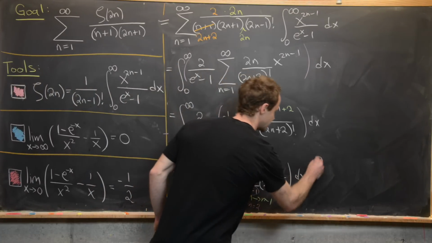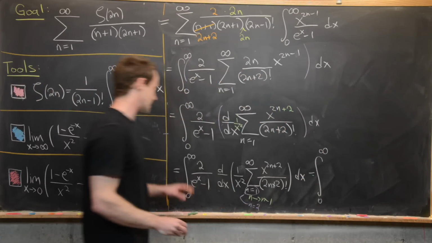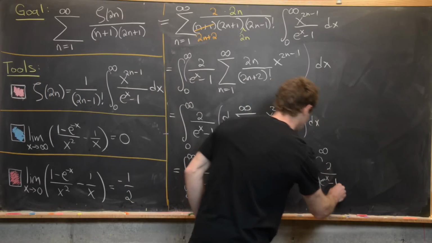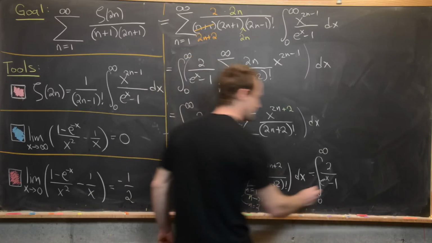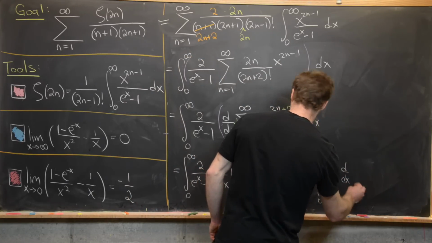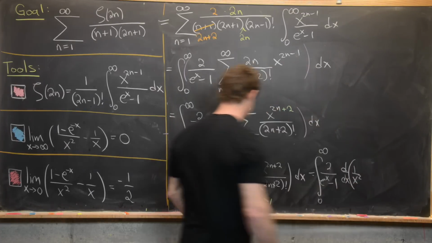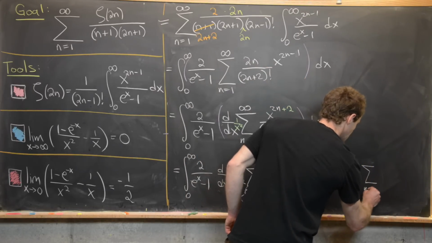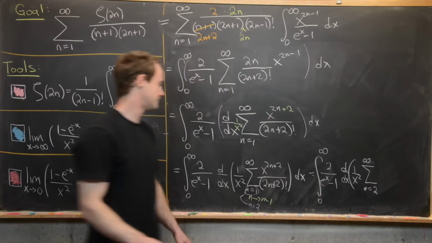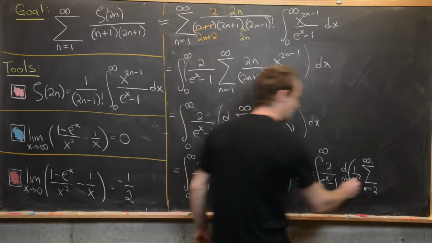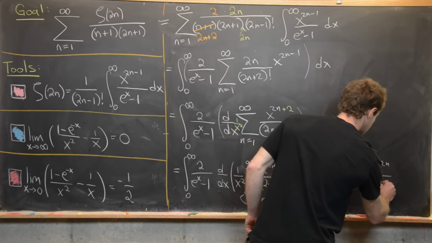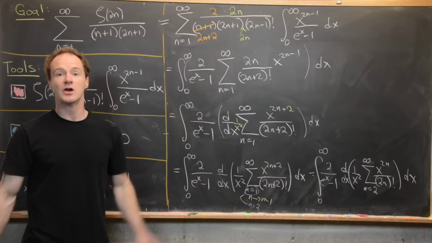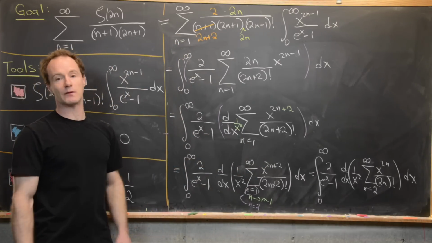So that's going to give us, we still have this integral from 0 to infinity outside of everything, 2 over e to the x minus 1, and then this derivative. So we've got the derivative with respect to x, and then we have a 1 over x squared. That's still there. And now we have this sum as n goes from 2 to infinity of x to the 2n over 2n factorial dx. Okay, good. Now I'll go ahead and bring that up and we'll move on to the next step.